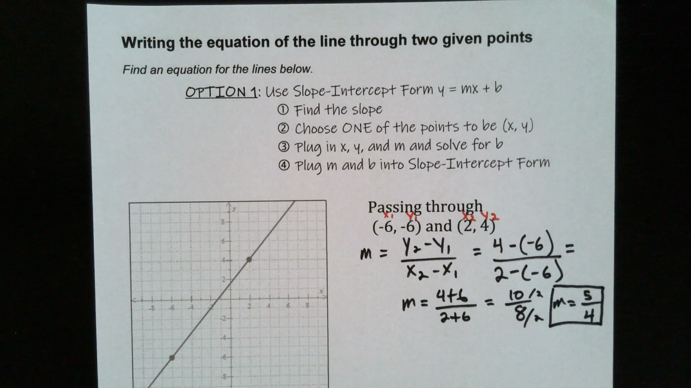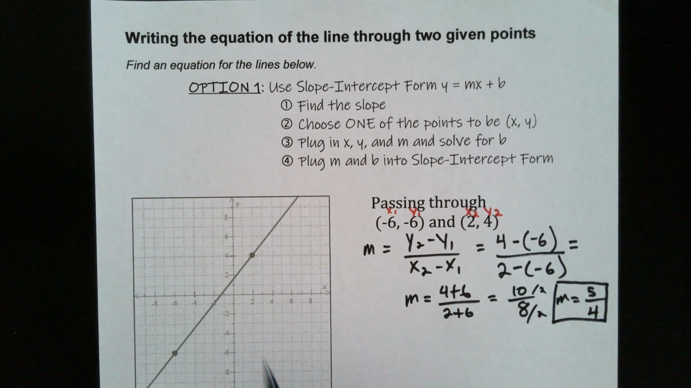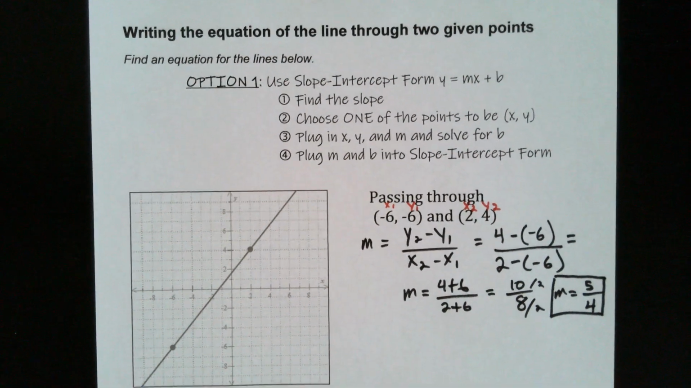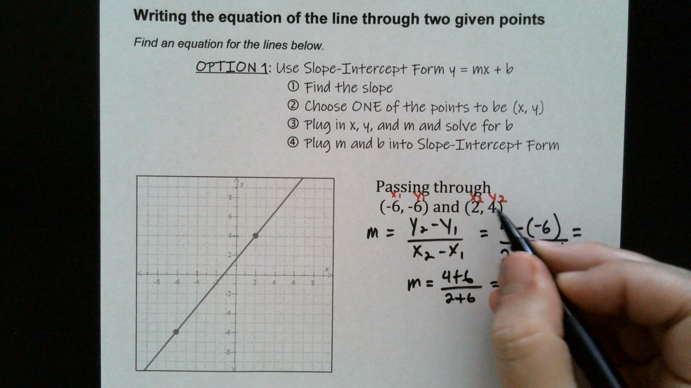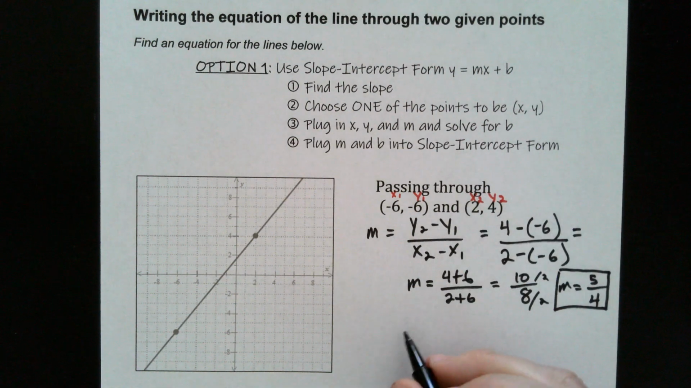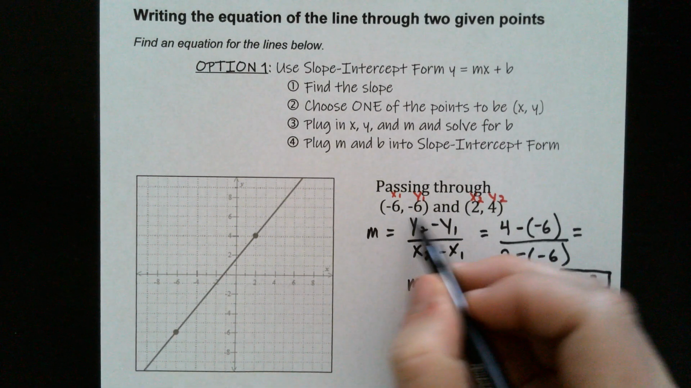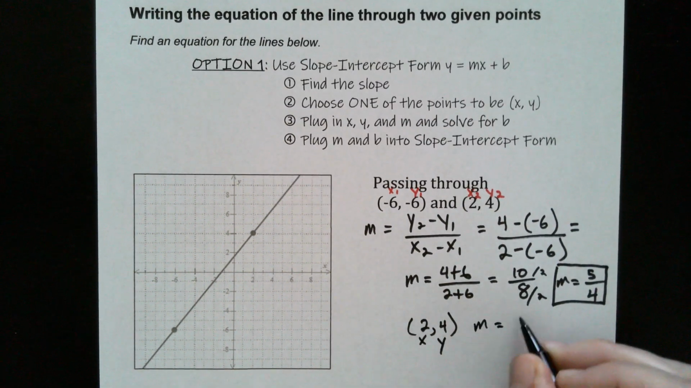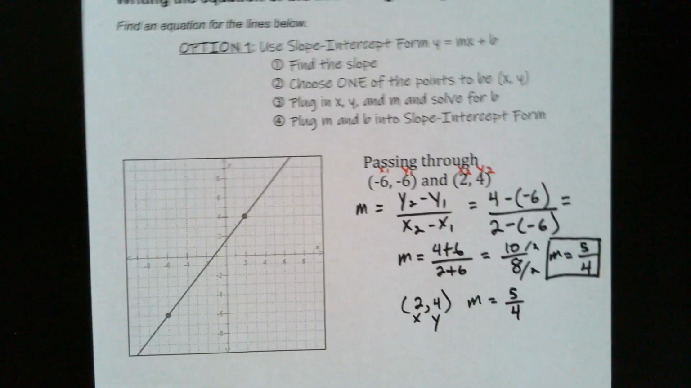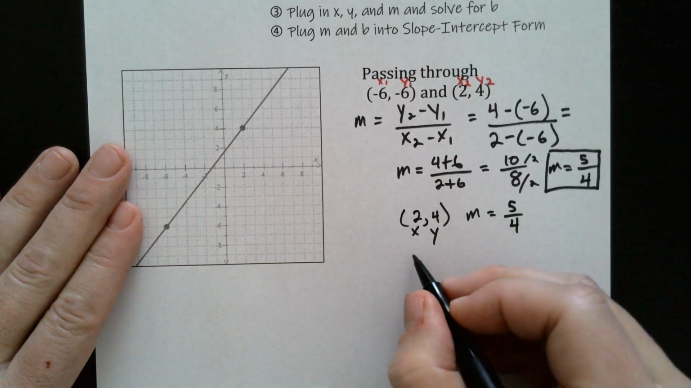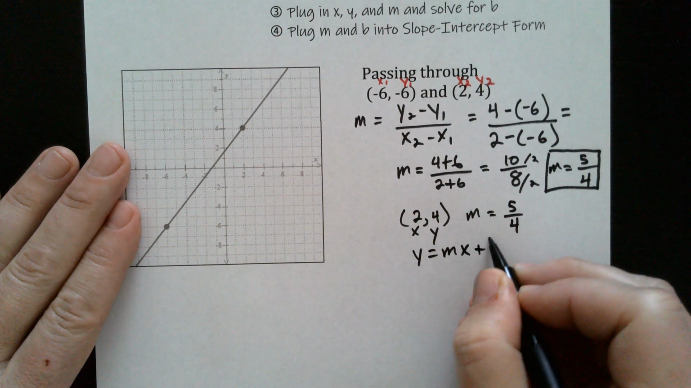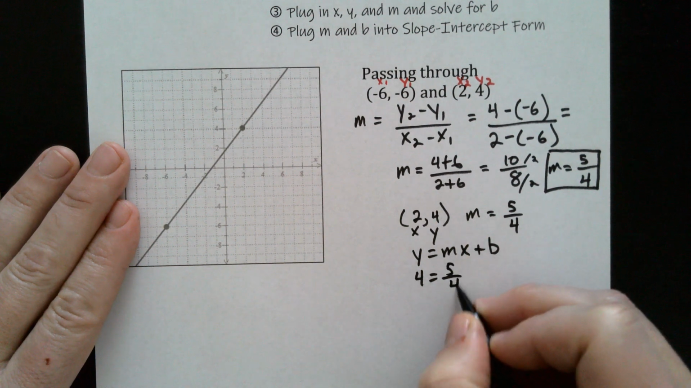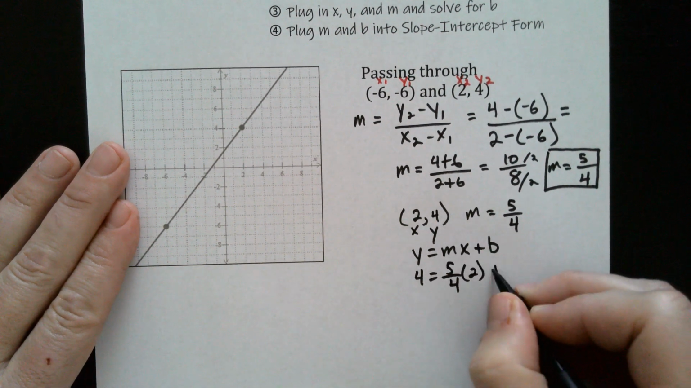Now we need our y-intercept, which is somewhere in here between 1 and 2, but we're not sure exactly where. So we need to figure that out. I'm going to grab one of these points, the easier looking one. To me, the 2, 4 looks easier than dealing with these negatives. So I'll choose 2, 4 for my x and my y, and my m is equal to 5 over 4. Now all I have to do is figure out b. So y is equal to mx plus b. I plug the y in here, I plug the m in here, and I plug the x in here, plus b.